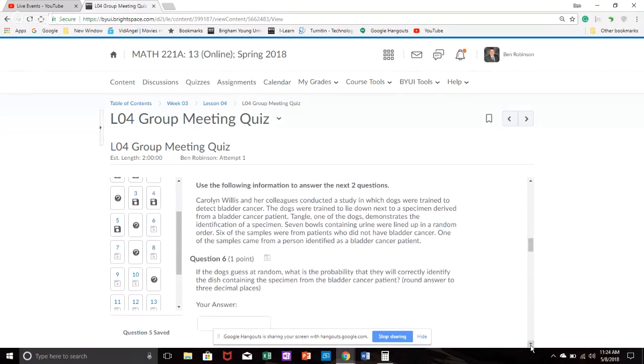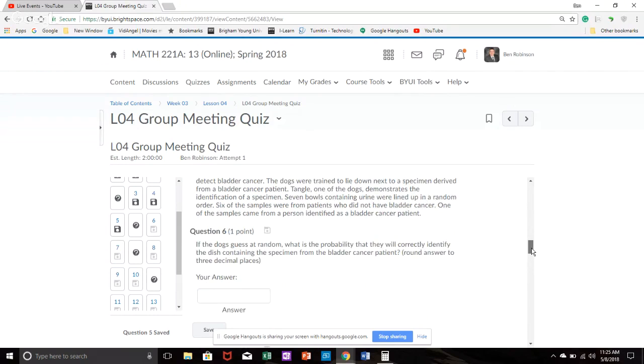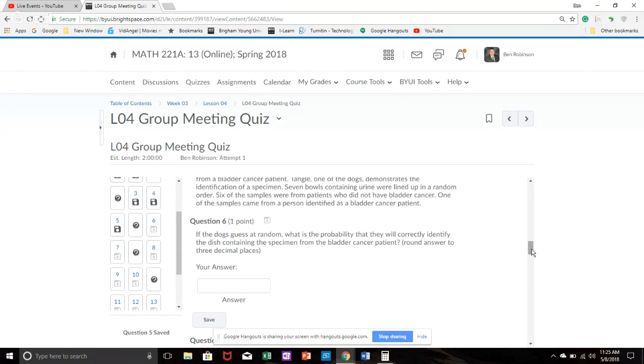Carolyn Willis and her colleagues conducted a study in which dogs were trained to detect bladder cancer. The dogs were trained to lie down next to a specimen derived from a bladder cancer patient. Tango, one of the dogs, demonstrates the identification of a specimen. 7 bowls containing urine were lined up in a random order. 6 of the samples were from patients who did not have bladder cancer. 1 of the samples came from a person identified as a bladder cancer patient. If the dogs guess at random, what is the probability they correctly identified the dish containing the specimen from the bladder cancer patient?